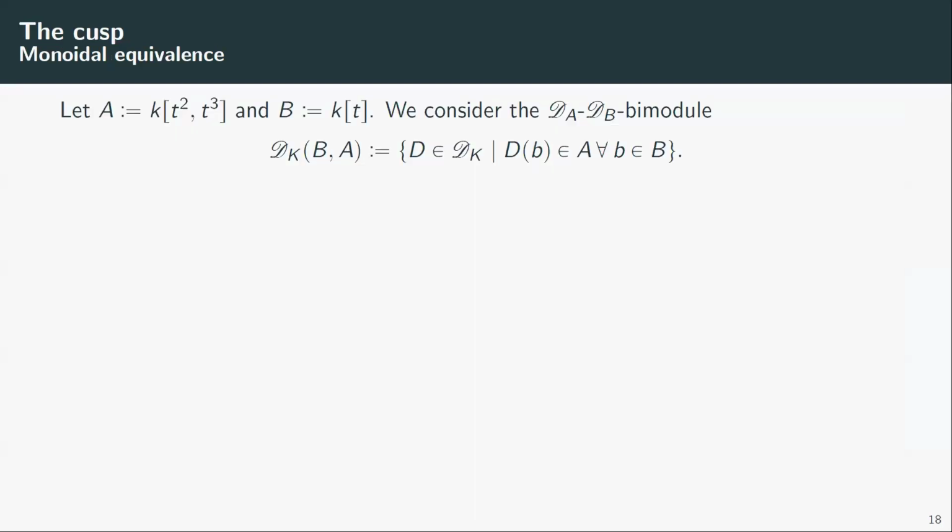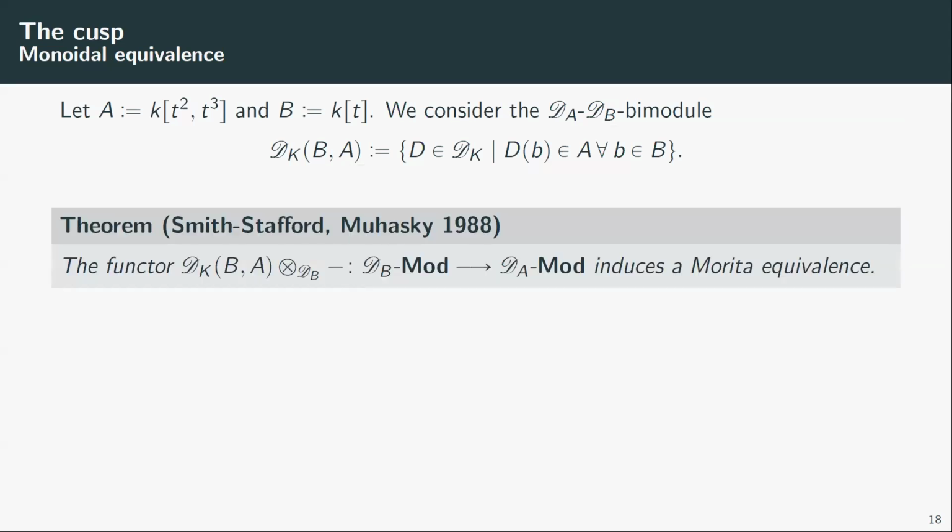And I will mention another property of that Hopf algebroid. Both the coordinate ring of the cusp and the polynomial ring in one variable are contained in capital K. And we can define the D_A D_B bimodule contained in D_K obtained by taking all the operators which map B into A. Then it was shown by Smith and Stafford and Muhasky independently in 1988 that this bimodule induces a Morita equivalence between the category of D_B modules and the D_A modules.